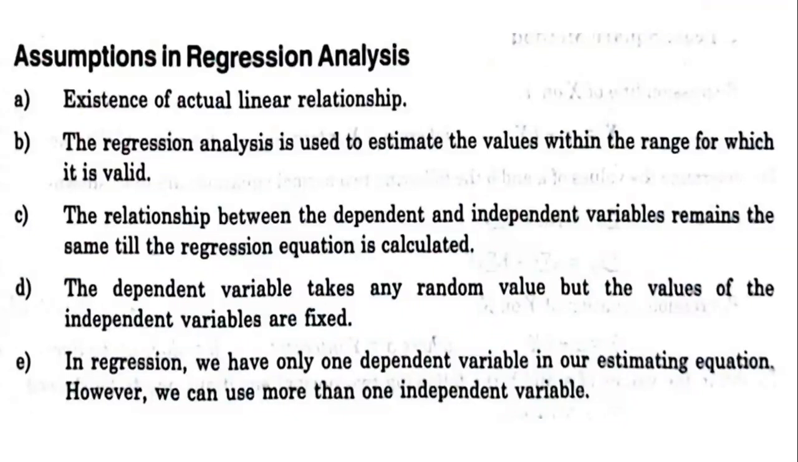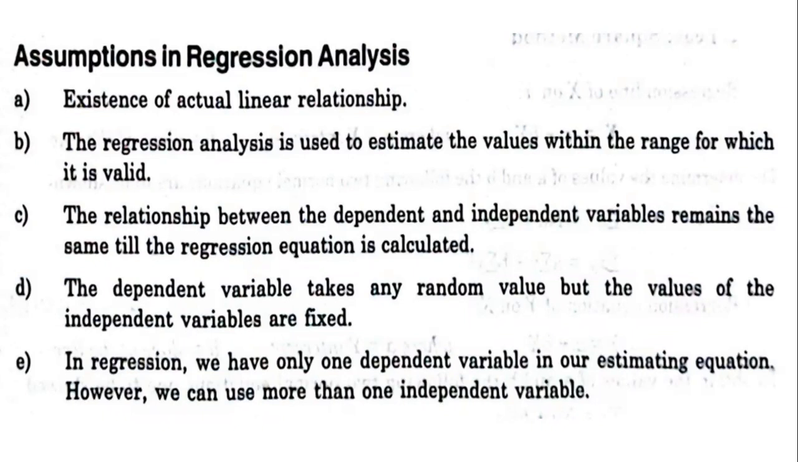Then the assumptions of regression analysis. There exists an actual linear relationship. Always remember that: we assume a linear relationship between x and y. Regression analysis is used to estimate values within the range for which it is valid. The relationship between the independent and dependent variables remains the same until the regression equation is calculated. We are assuming that. And the fourth one is that the dependent variable takes any random values, but the values of the independent variable are always fixed, because you are choosing the independent variable value, and based on that you get the dependent variable value.